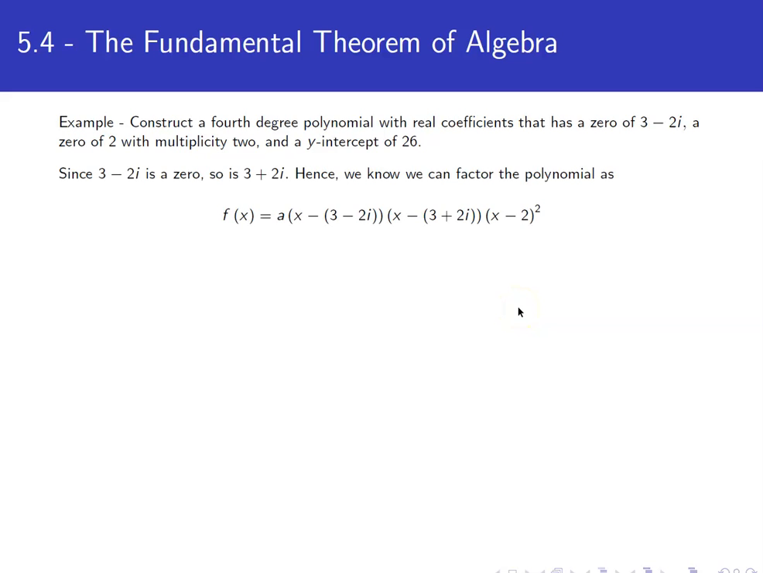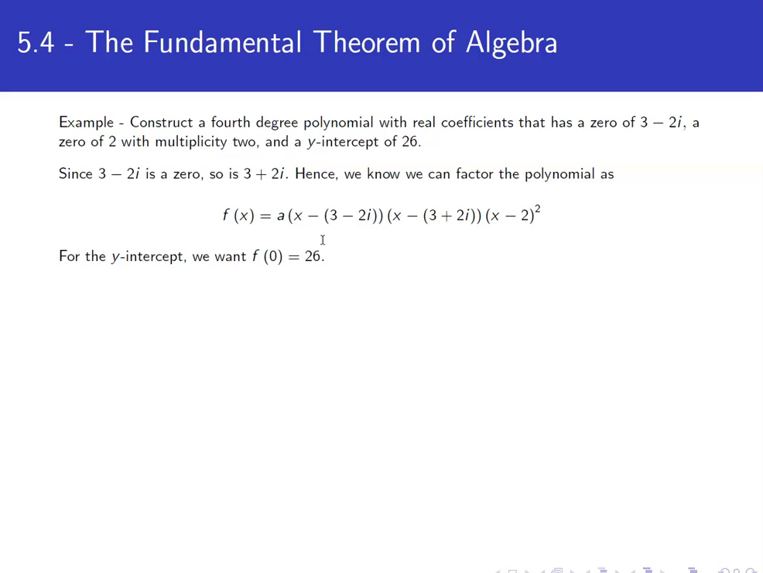Alright, so since 3 minus 2i is a 0, we know that 3 plus 2i is a 0. So we'll know that x minus the 3 minus 2i and x minus the 3 plus 2i are factors. We know that 2 is a 0, so we know that x minus 2 is a factor. But we also know that 2 has a multiplicity of 2, so that x minus 2 gets squared. I don't know what the leading coefficient is, though. I haven't been told that. However, we are told that the y-intercept is 26, so we can use that information.